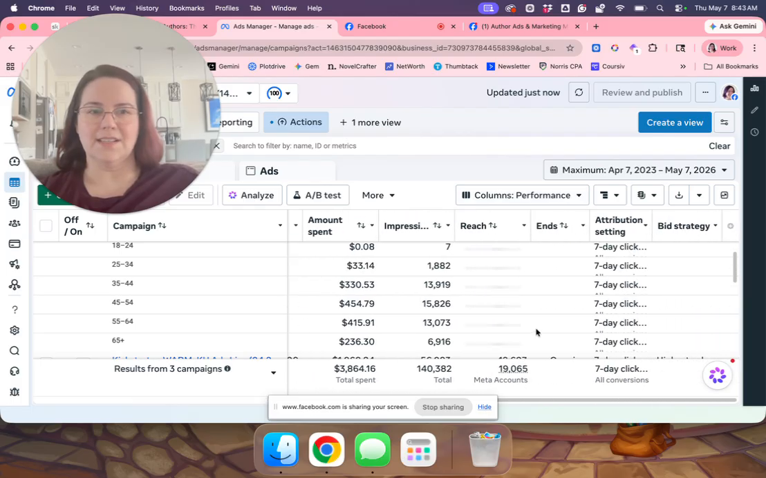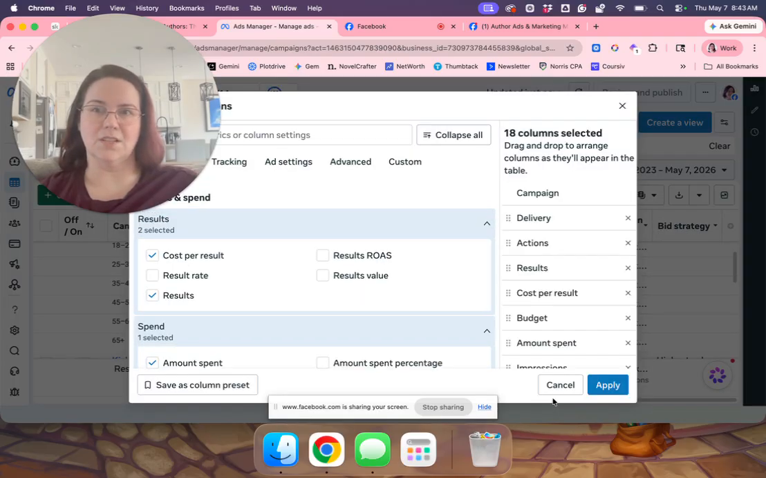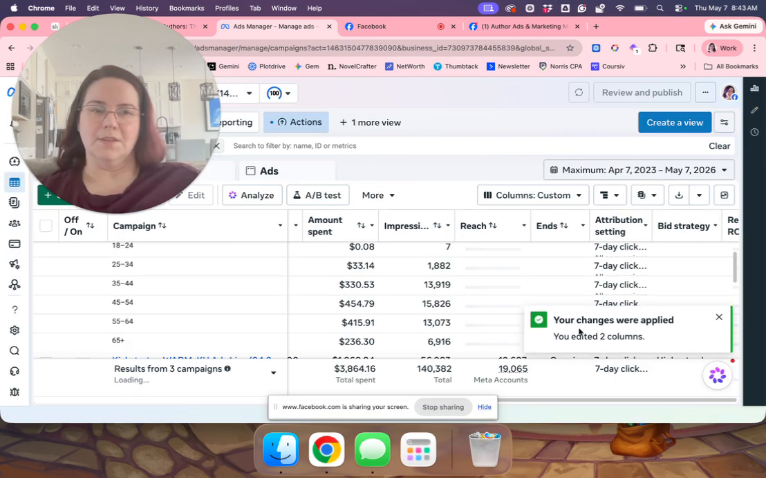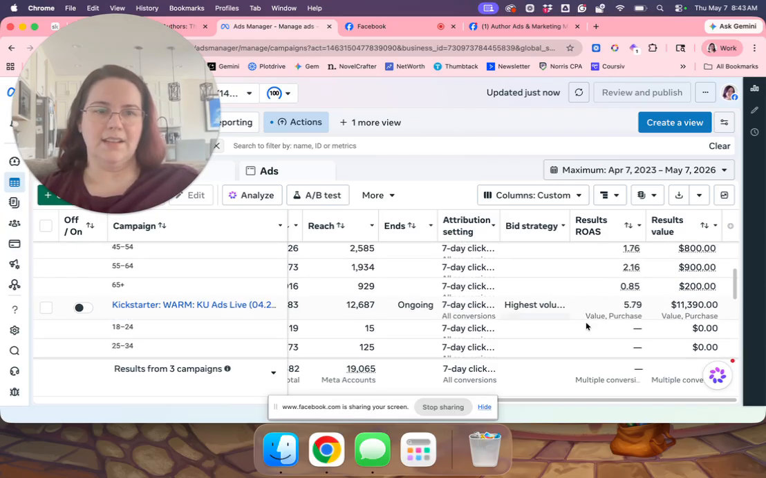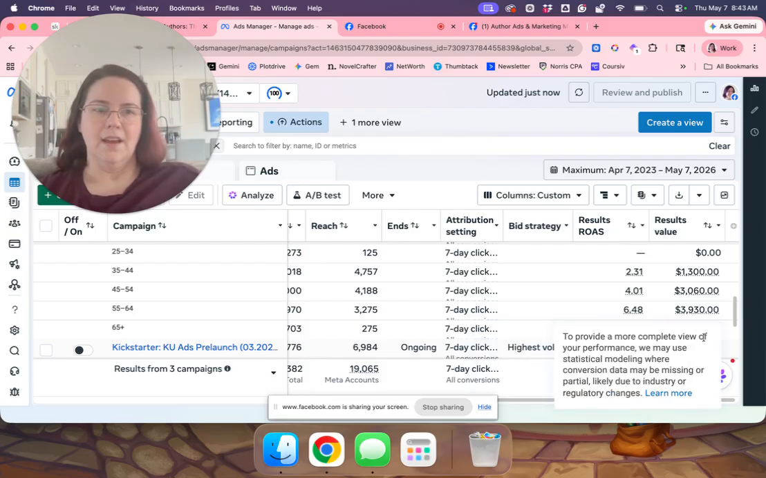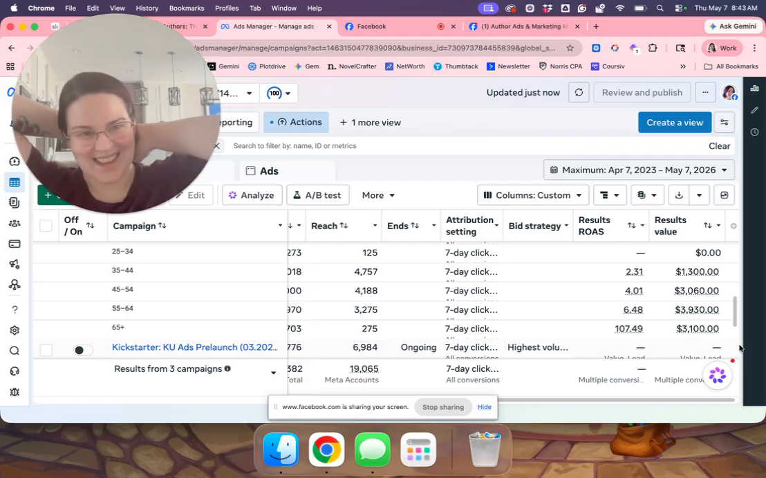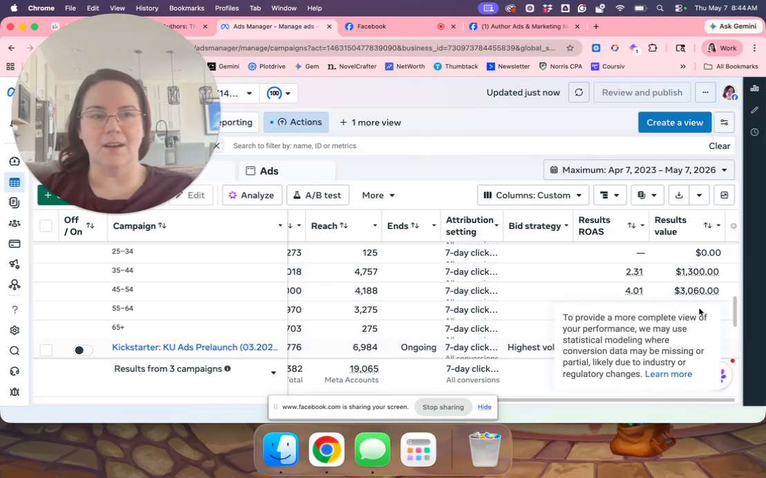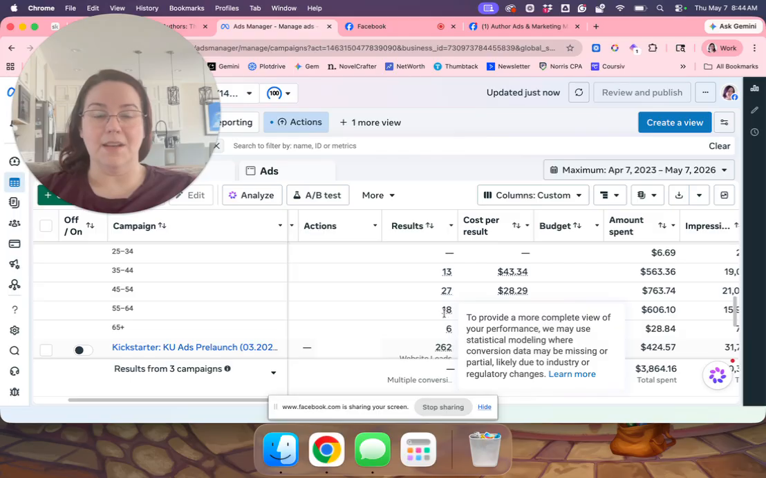So if I want to see this a little bit more clearly, I can change my columns. So here's where I adjust what data I'm seeing. And I want ROAS, return on ad spend, and value. I'm just going to drop that in there. And now we're going to be able to see more clearly that if we look at this campaign here, it might look misleading that 65 plus ROAS is over 100, which is insane. But I had one very high tier backer come in from that.